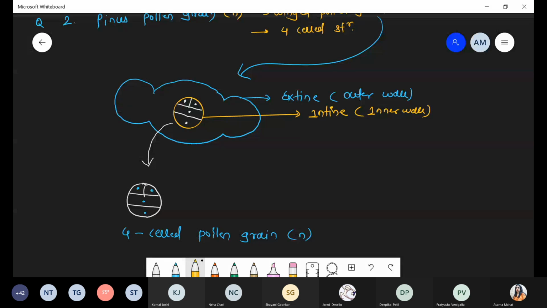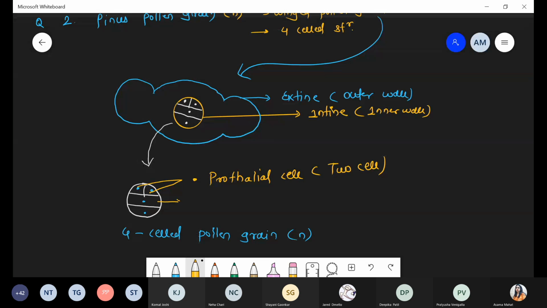These are the two cells on the upper side. These two cells are called the prothallial cells. How many cells? Two cells, they are prothallial.